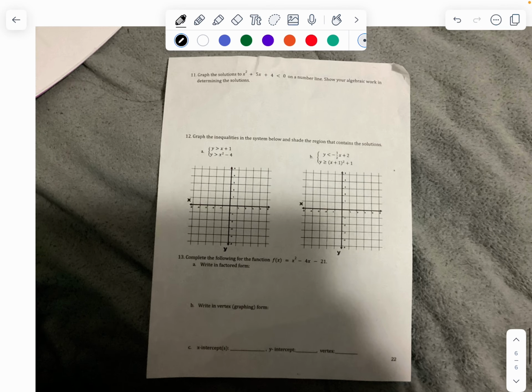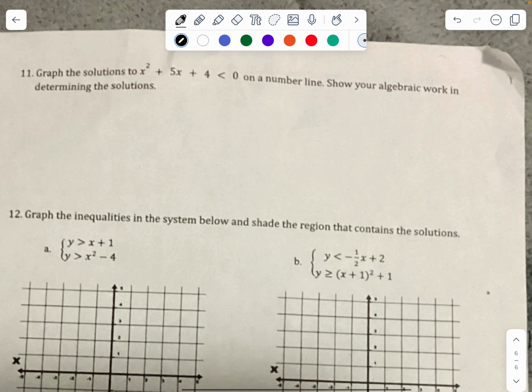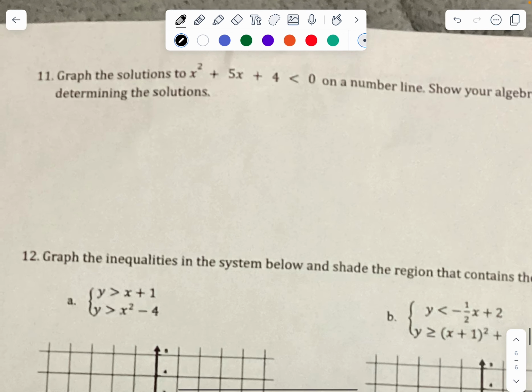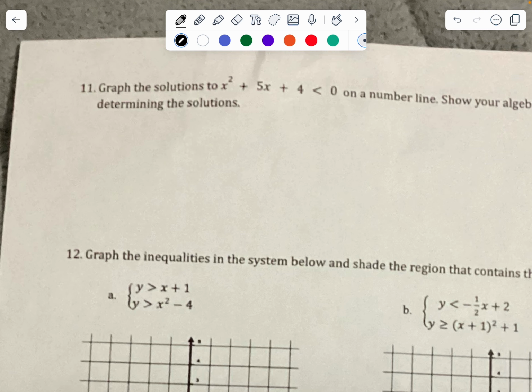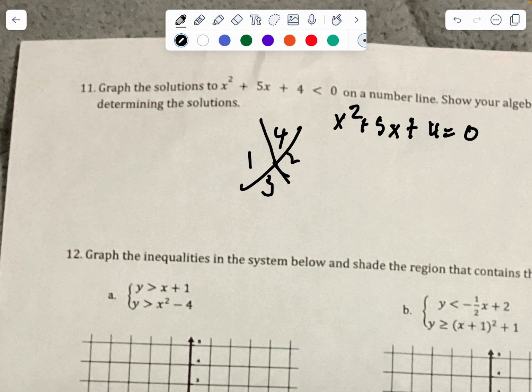Last page. I don't want to make another vid. Graph the solutions. Pretty light. Just make it x squared plus 5x plus 4 equals 0. Now we're going to find the factors. 4, 5, 1, 4. x equals negative 1. x equals negative 4.